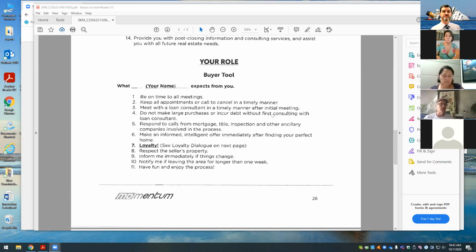Okay? Respect sellers' properties. When we're walking into homes, don't bump into things and break things left and right. If anything changes in their situation, inform them immediately. And also have fun and enjoy the buying process.